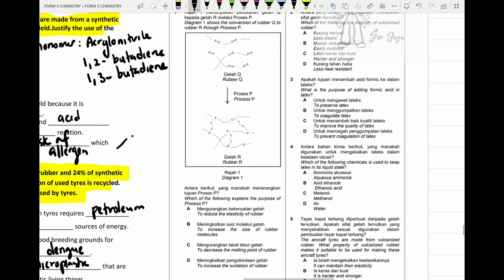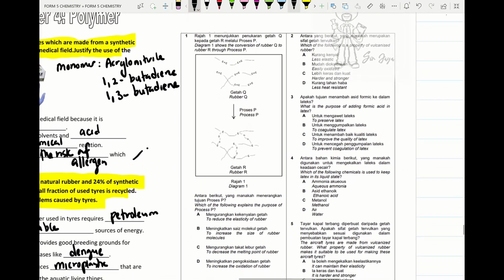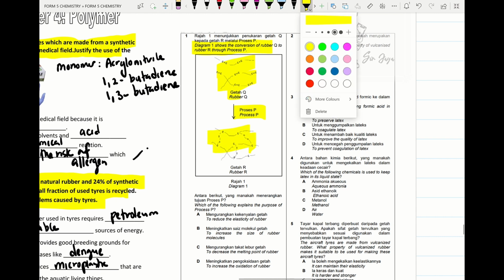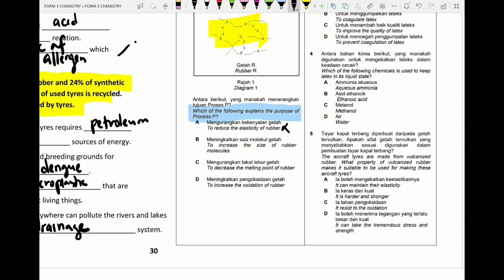All right, so we try to do a few examples of objective questions. Diagram 1 shows the conversion of natural rubber to rubber Q. Rubber Q is known as vulcanized rubber. The process P is known as the vulcanization process, where sulfur atoms are added. The size of the molecule increases. Which of the following explains process P? It reduces the elasticity of rubber. Wrong. It increases the size of rubber molecules.